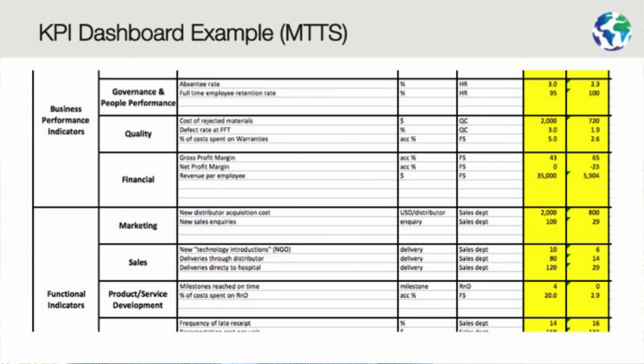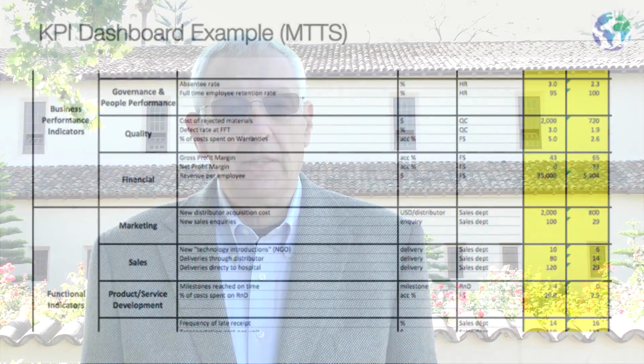Let's look at an example. MTTS again have been using this dashboard, and they have selected 2 or 3 KPIs for each category, and they have listed where they get the information from and where they stand against the goal.